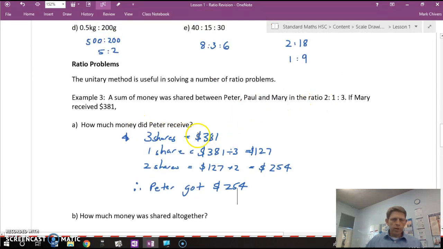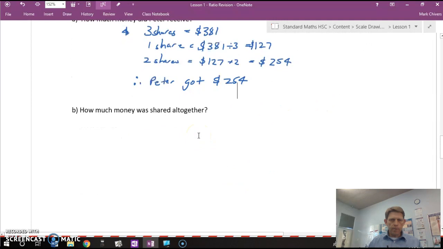We already know Mary got $381. So to work out how much money was shared altogether, we've just got the amount that they all got. So we've got that 381 that Mary got, plus the 254 that we just worked out for Peter, I think that was. And we also worked out that 1 share, which is what Paul got, is 127.